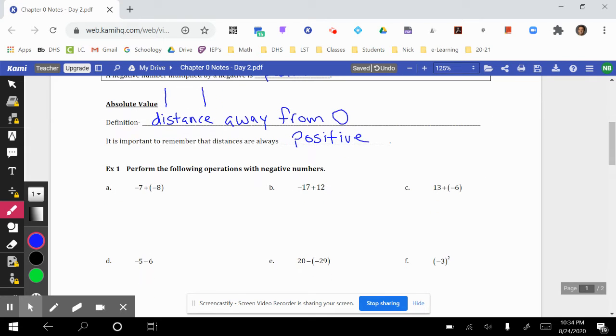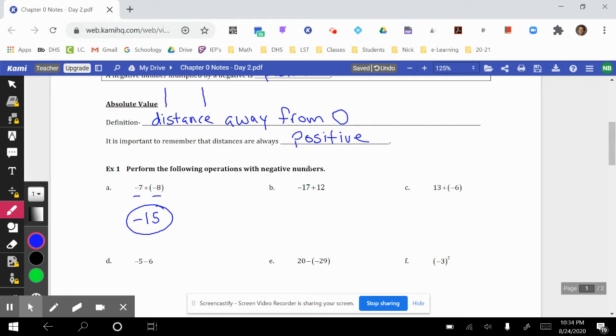Now let's combine these 3 concepts together and perform some problems. Example 1 says perform the following operations with negative numbers. For A, we have -7 plus -8. We're going to add those together, and it's going to become more negative, so we get -15.